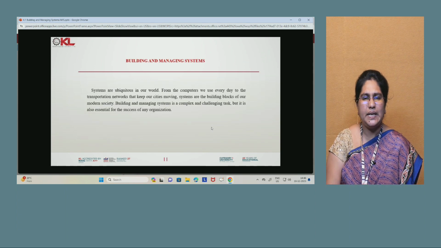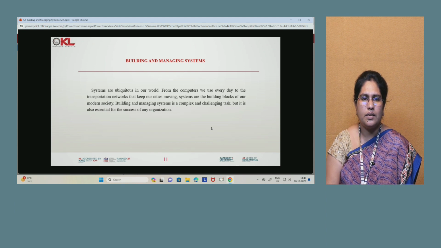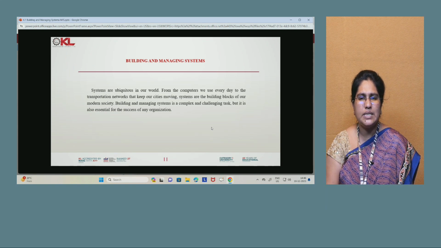So building and managing systems. Systems are ubiquitous in our world, from the computers we use every day to the transportation networks that keep our cities moving. Systems are the building blocks of our modern society. Building and managing a system is a complex and challenging task, but it is also essential for the success of our organization.